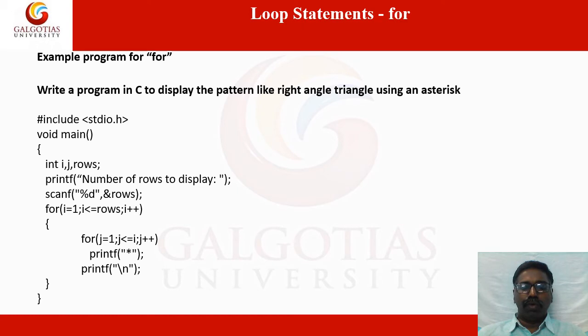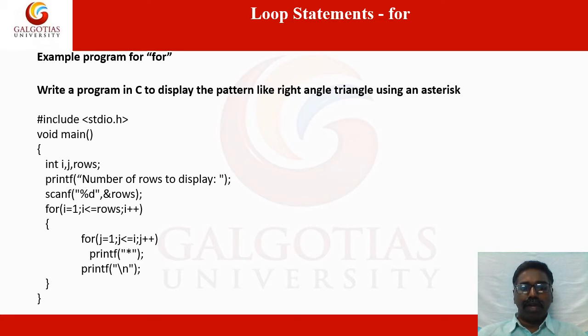Now we move to the loop statements. First of all, in the loop statements we have the for loop. Write a C program to display a pattern-like structure, a right angle triangle using asterisks. So here we have a question to display a right angle triangle using only the asterisk symbol.